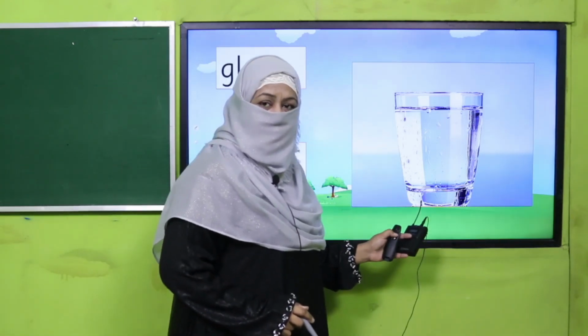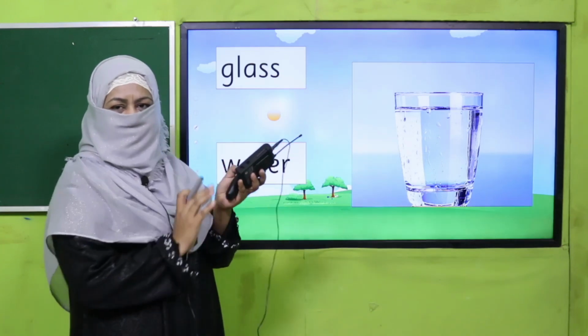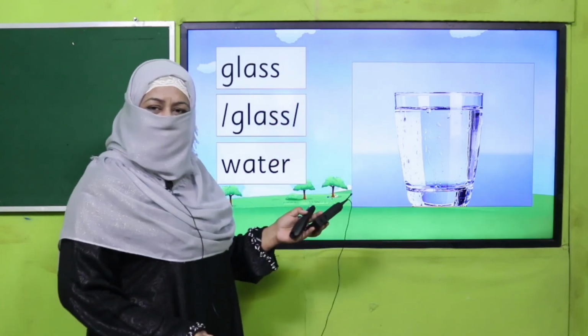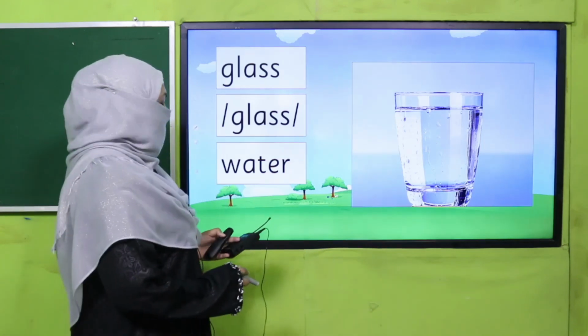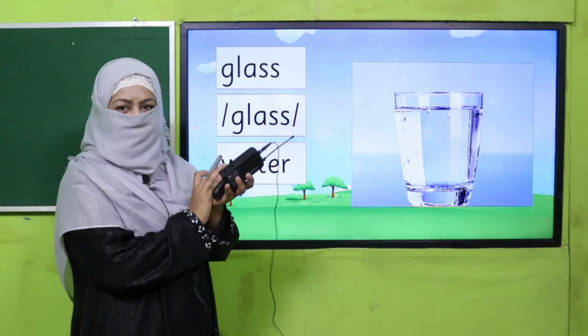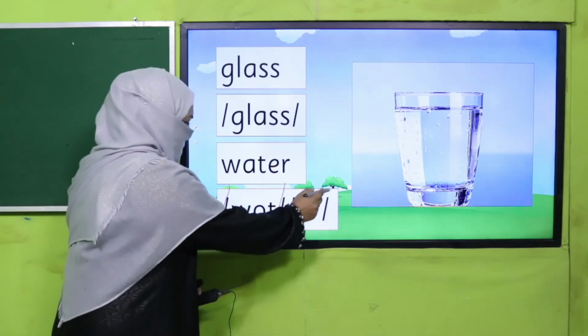What is this? It's a glass. So how do we say glass? Glass, glass. It's a one syllable word. And what is inside the glass? What is in the glass? Water. And how do we say it? Water, water, water. So how many syllables? There are two syllables. Water.